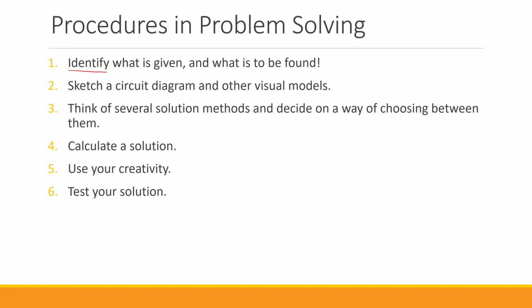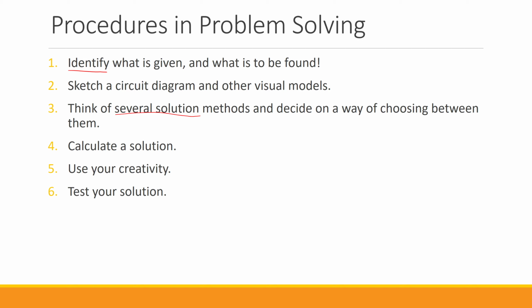After the first step, the next step would be to sketch a circuit diagram and some other visual models that can help us in solving the circuit. Step 3 is to think of several solutions for the system, and as we move forward in the course, you will see how we can come up with several solutions for a single circuit. And based on those several solutions, or solution methods more specifically, we decide which one to choose between them.